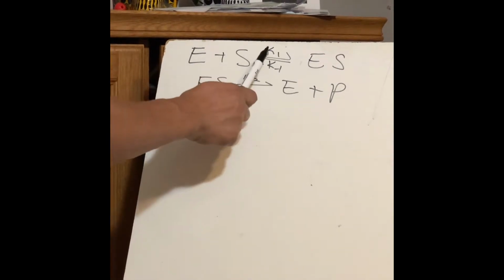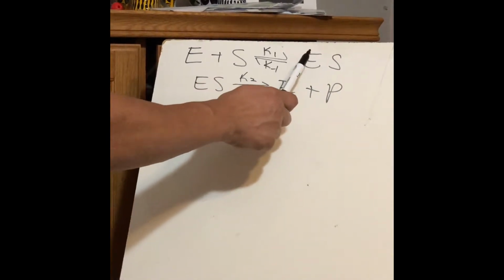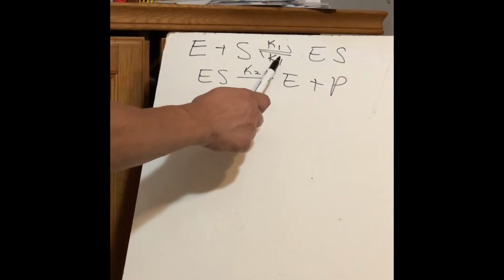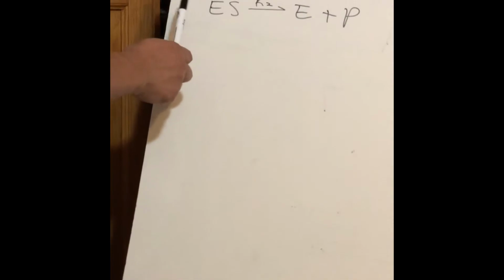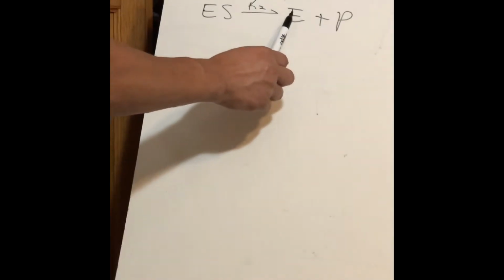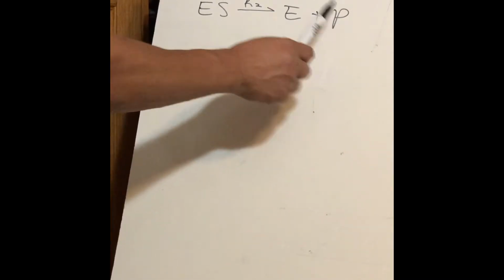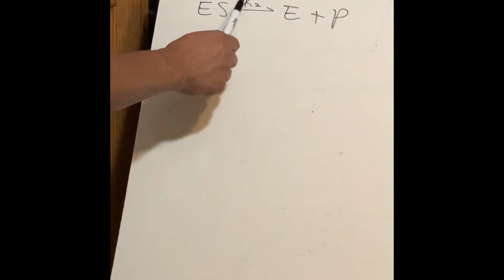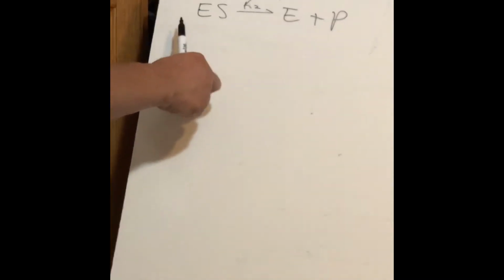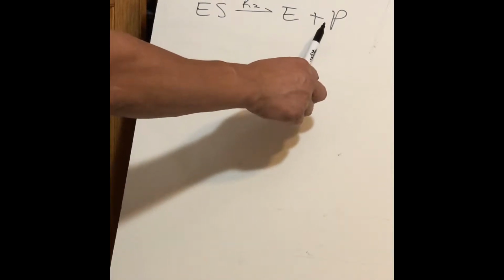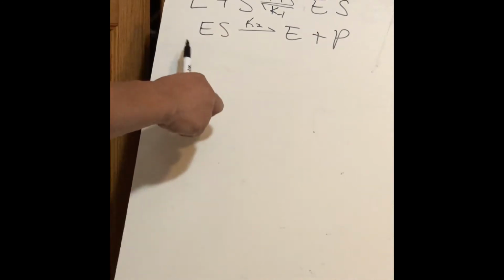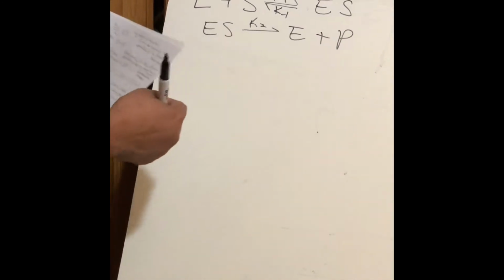The forward constant is K1 in the first equation, and the backward constant is K to the minus 1. In the second equation, the enzyme substrate complex goes to the enzyme plus the product, and that forward constant is K2. We can eliminate the backward equation because not enough product in the beginning will be able to go back to the enzyme substrate complex.